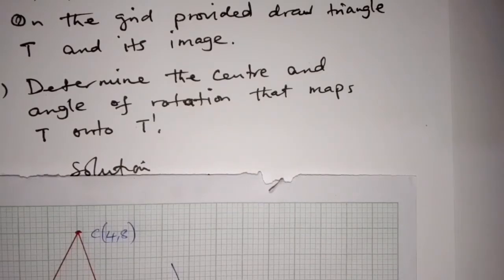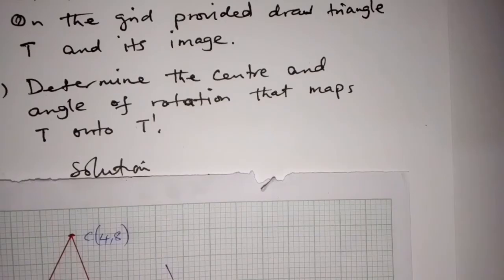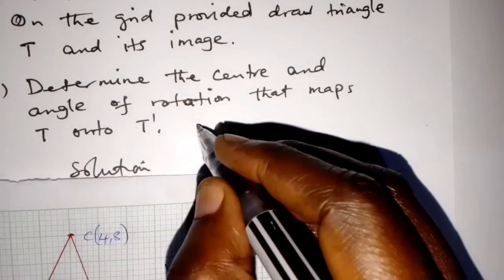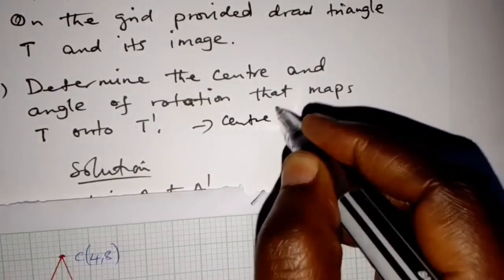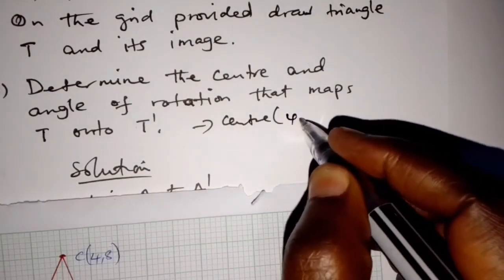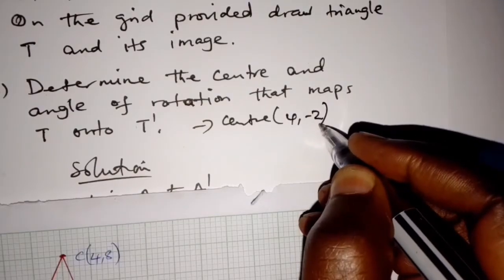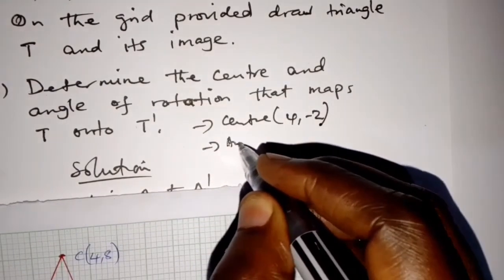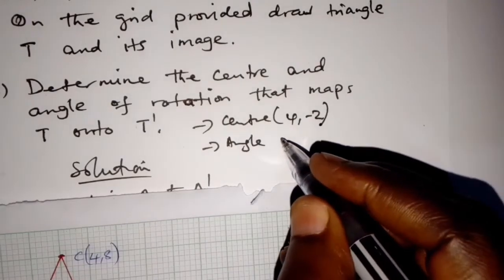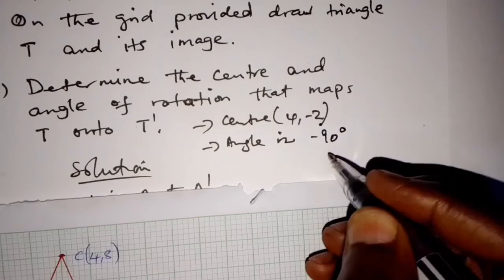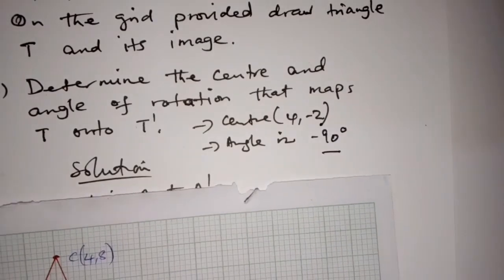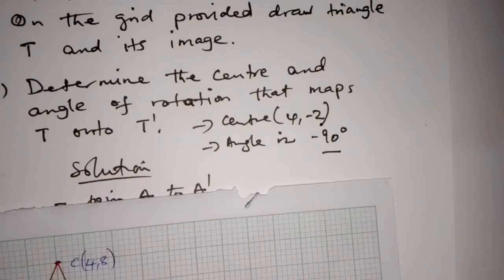Determine the center and angle of rotation that maps T onto T prime. So the center is 4, -2. The angle is negative 90 degrees.